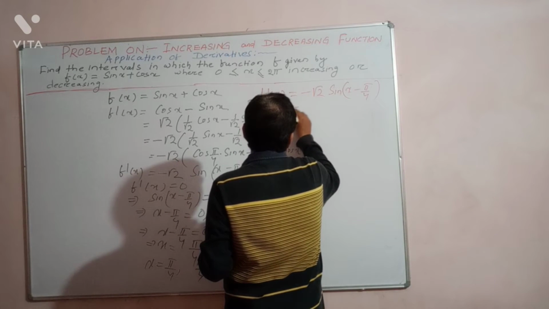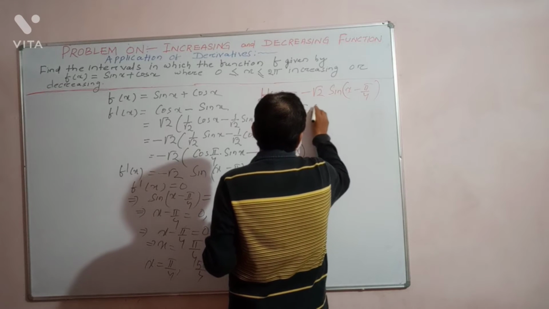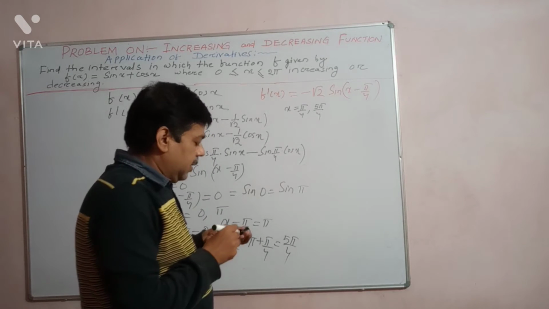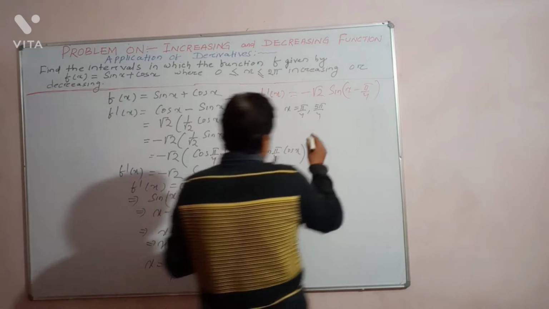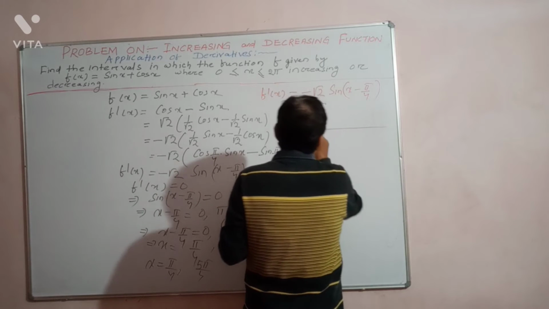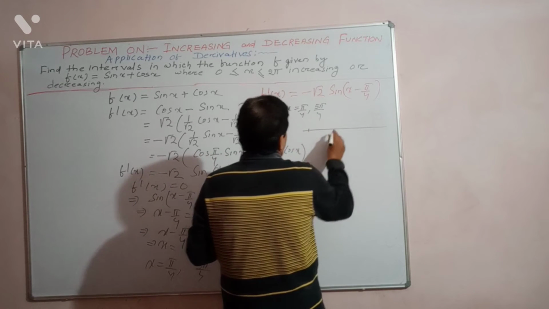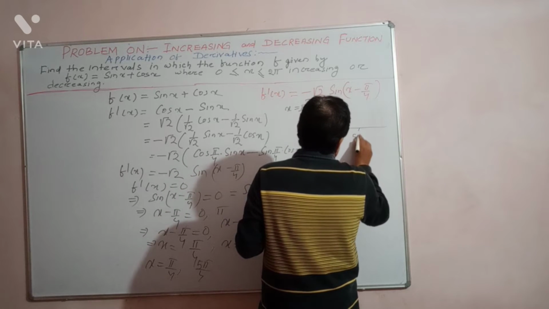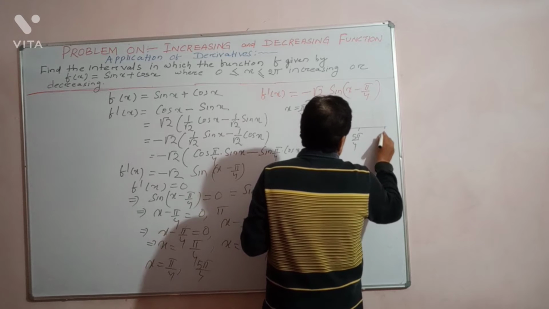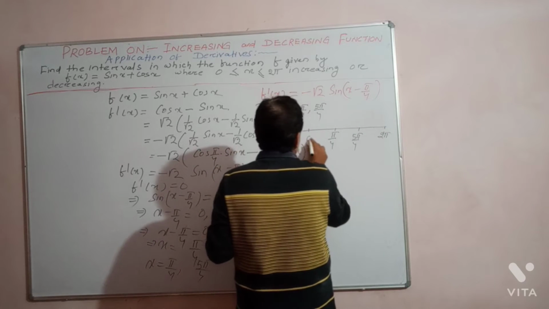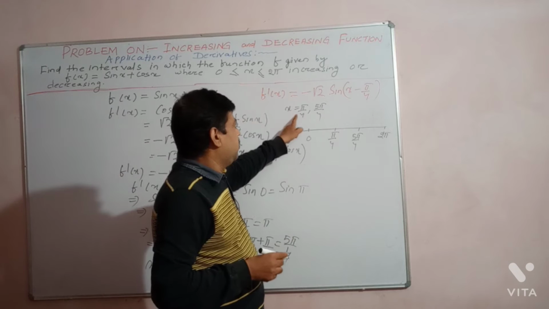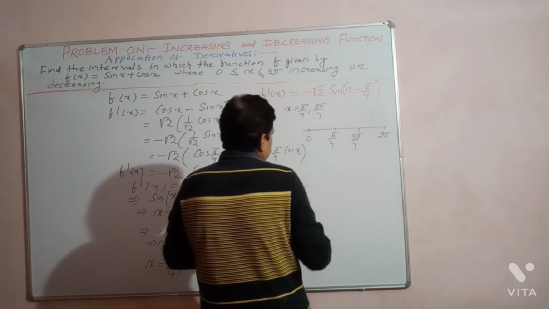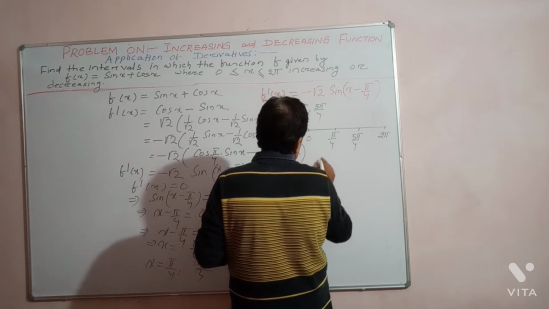Let us see. We got x is equal to pi upon 4, another is 5 pi upon 4. So x is equal to pi by 4 and 5 pi by 4 divide the real number line. Here you see pi upon 4, then 5 pi upon 4, and then 2 pi, and this value is 0. So x is equal to pi by 4 and x is equal to 5 pi by 4 divide the real number line into 3 disjoint intervals.